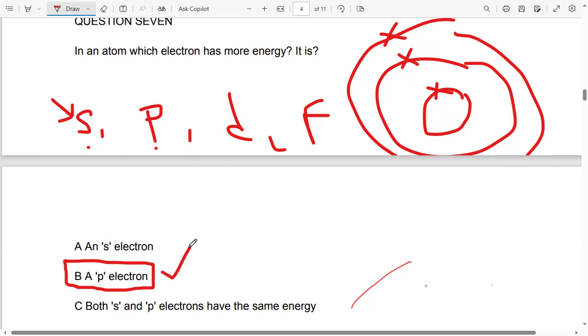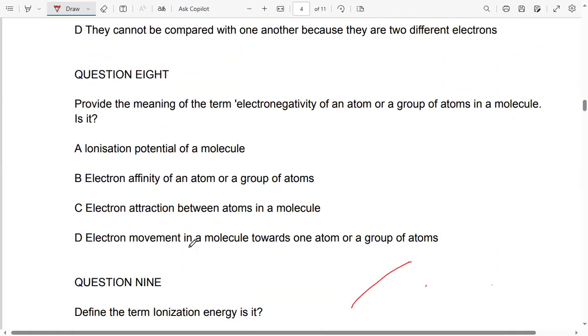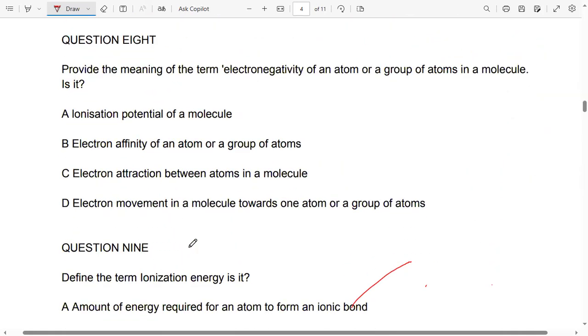Okay, all right, and then we go to question number 8. They're saying provide the meaning of the term electronegativity of an atom or a group of atoms in a molecule. So what is electronegativity? It's just the ability of an atom or a group of atoms to attract electrons to themselves.